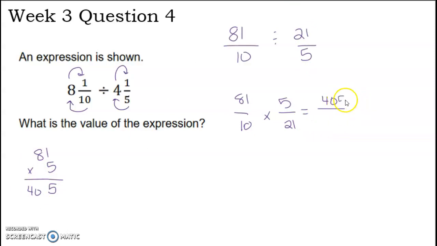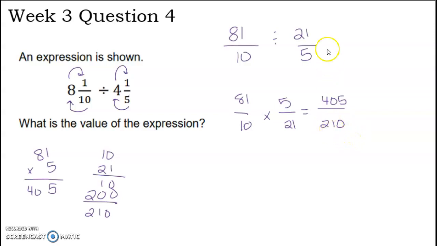Oh, 405, my brain. And then 10 times 21 should be 210. But 1 times 0 is 0, 1, 0, 2. This should be 210, so sorry. So we have 210. So this is 210.